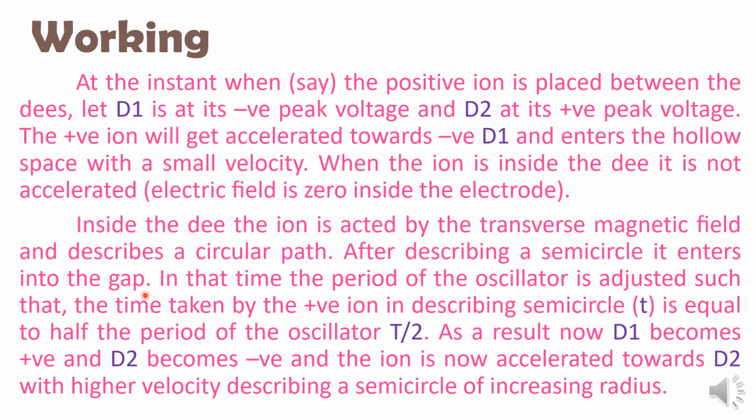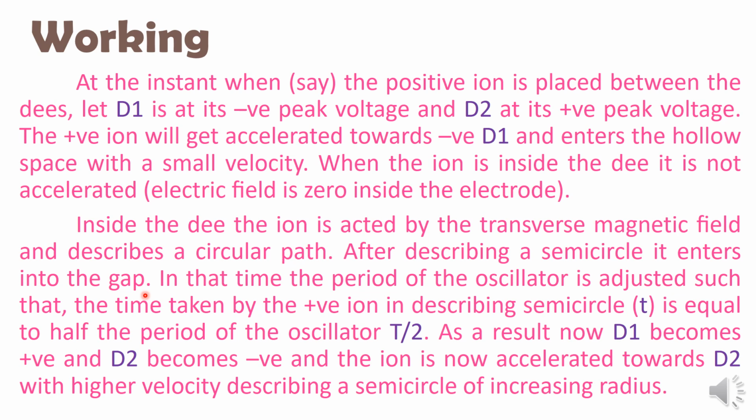Initially it is having certain velocity. Now it is experiencing the attractive force due to the D2 electrode, and as a result its velocity increases, and the ion enters the D2 electrode with a greater velocity. You know that the velocity is directly proportional to the radius of the circular path. As a result, when it enters D2, it again describes a circular path, but with a greater radius than in the previous case.